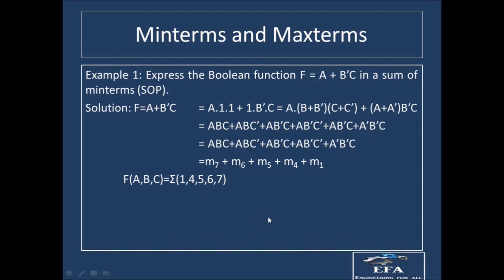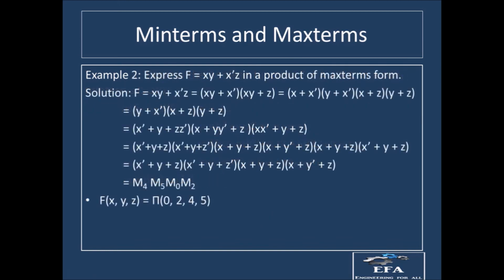Okay, so the next example is to express f is equal to xy plus x bar z in a product of max terms form, right? So we need to first of all find the max terms. How to find the max terms? First of all, we need to convert this into the POS type of the expression.